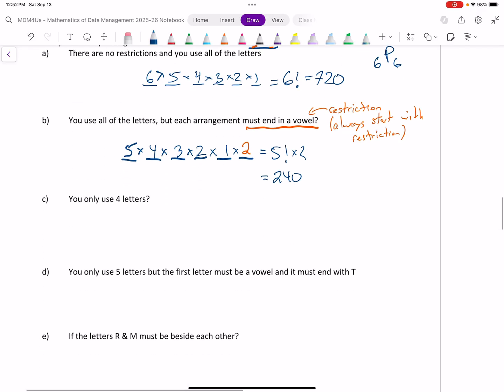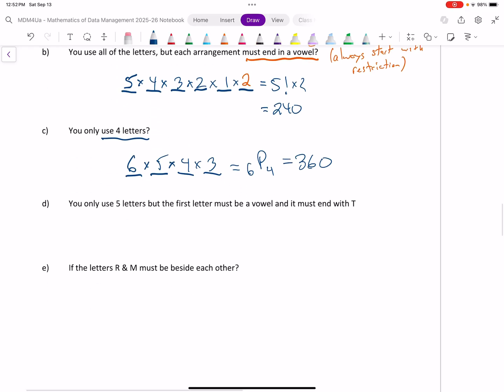Great. The next one says I'm only going to use 4 letters. So it's like this. I have all 6, but I'm only going to line up 4. So you could do this 2 ways. 6 options here, then the number of options for the next one, and like this. Or you could say 6P4 gets you the same thing, which is 360 different arrangements.